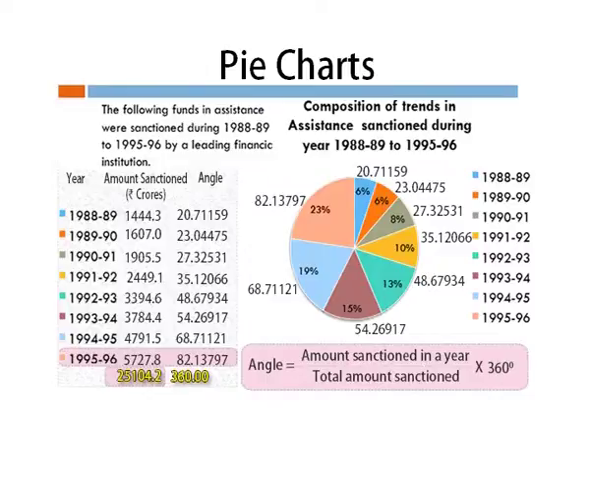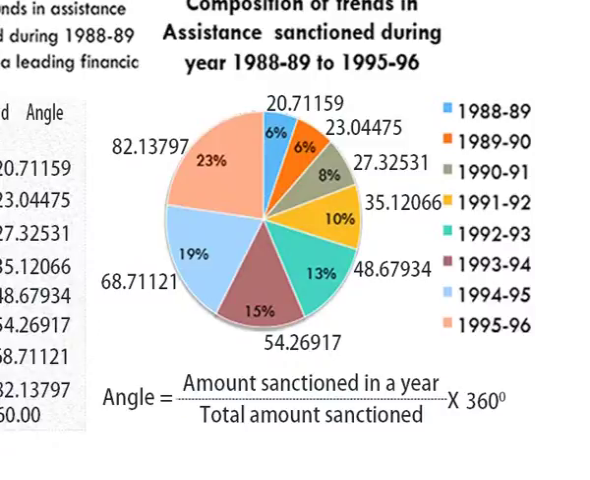82.13 degrees. Now, once we calculate these angles, then with the help of a protractor, we draw these angles at the center, and then to show the figures of the different financial years, we make use of colors and shades to make the graph more attractive and to show the differences in the amount sanctioned in different years.